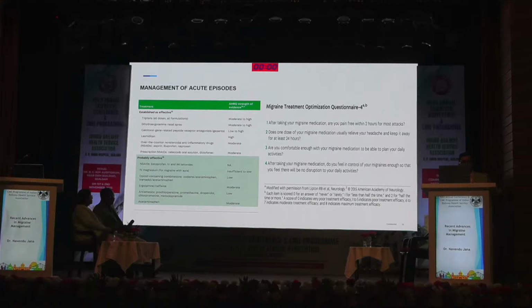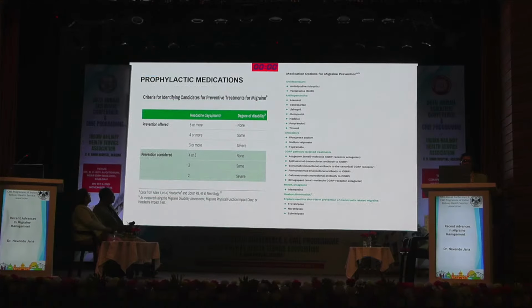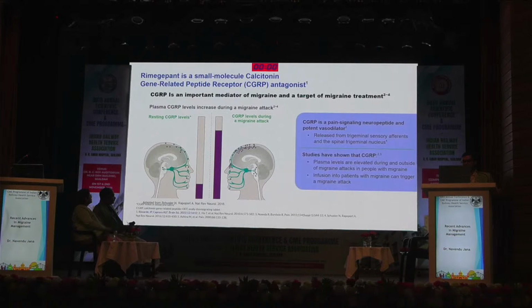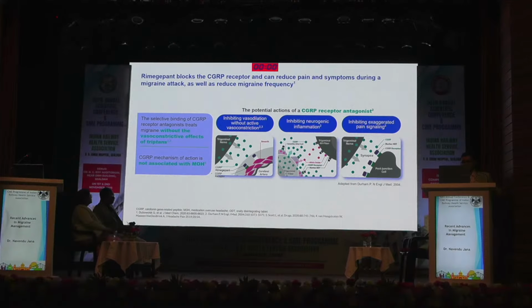It has already been approved in India as well, but only as a rescue medication. It is not very far off that rimegepant will be approved for prophylactic management as well. This is the reason: it inhibits vasodilation without active vasoconstriction. It inhibits neurogenic inflammation and inhibits exaggerated pain signaling.